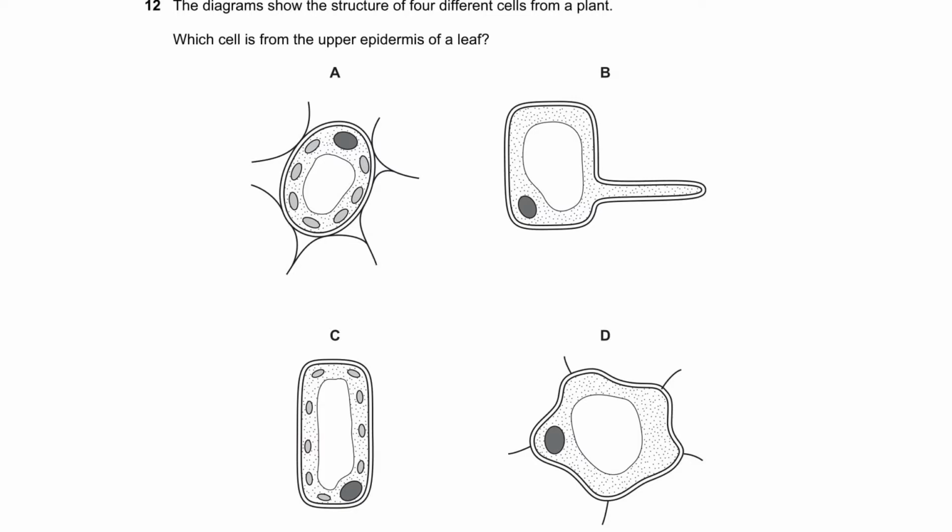Question 12 says the diagram shows the structure of 4 different cells from a plant. Which cell is from the upper epidermis of a leaf? We already know that answers A and C are wrong because they have chloroplasts, and the cells from the upper epidermis of a leaf don't have chloroplasts. The answer is not B because that's the root hair cell. You can tell by this structure, so it's D.